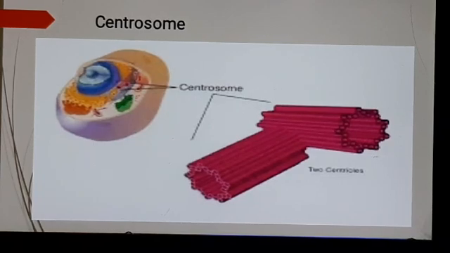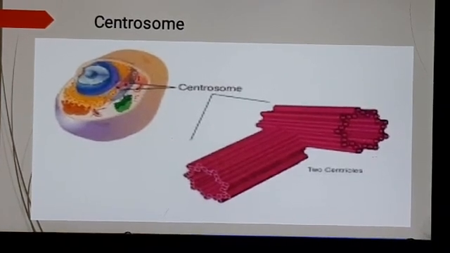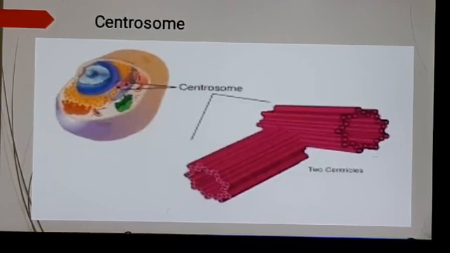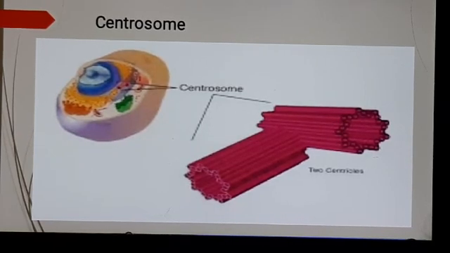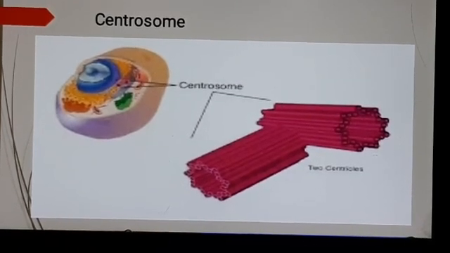It is centrosome. The picture shows these pink color rods which are arranged in the form of a bundle. These are centrosomes. So two centrioles joined together form one single organelle which is known as centrosome. And on the upside, the location of centrosome in the cell is shown to you. So let us start with the description of the cell organelle.